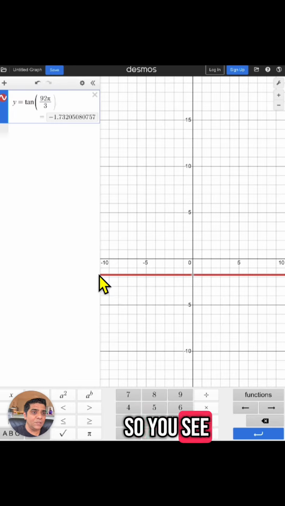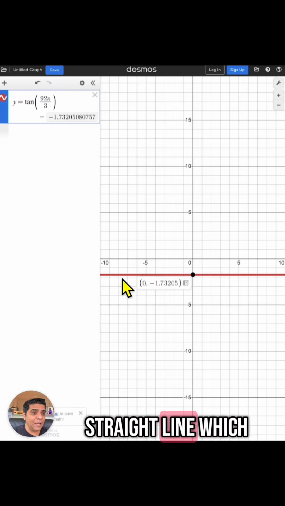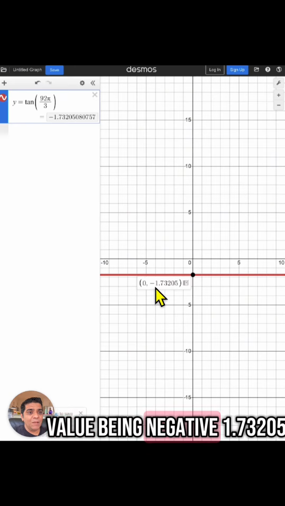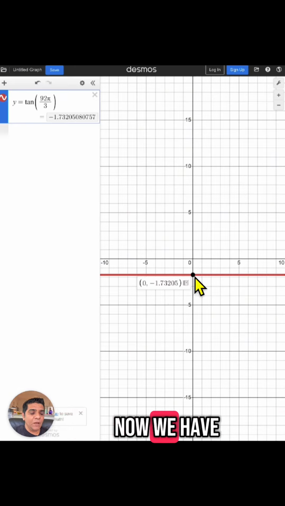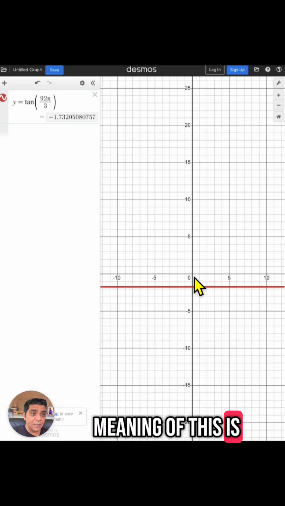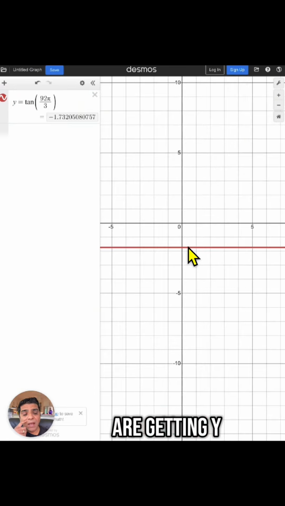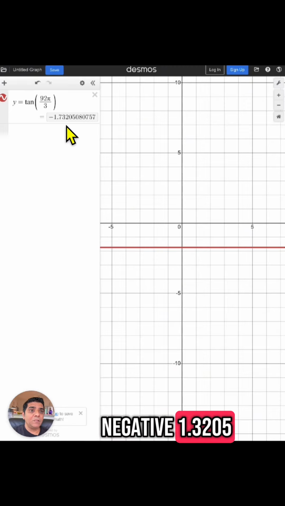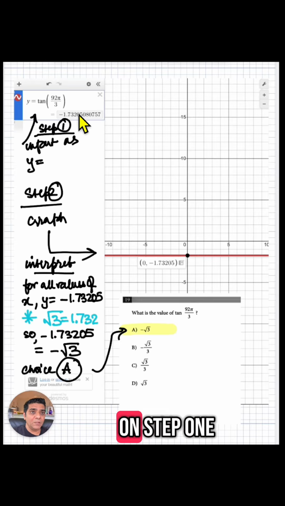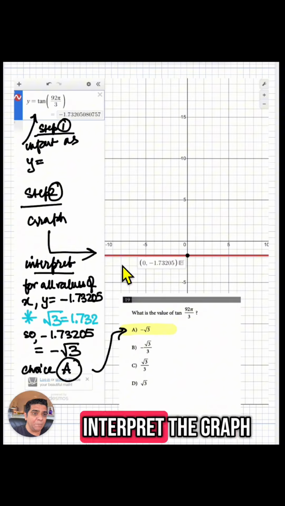a constant. So you see the answer that DESMOS has given us is this straight line, which is the y value being negative 1.73205. So now we have to interpret what the meaning of this is. For all values of x, you are getting a y value equal to negative 1.73205. So that is step 1. We input that. Step 2, we interpret the graph.